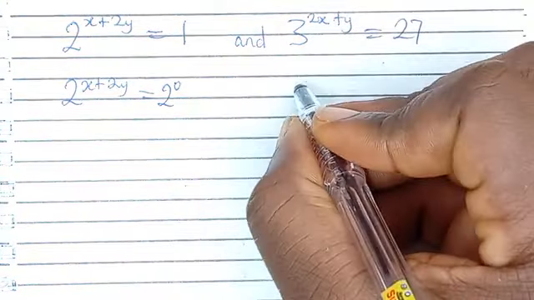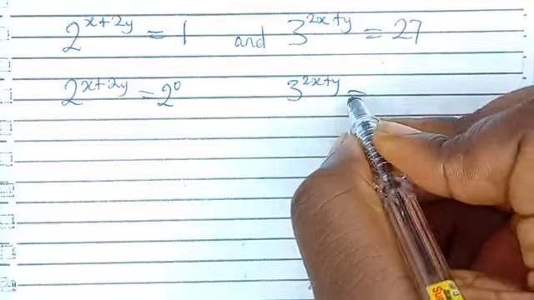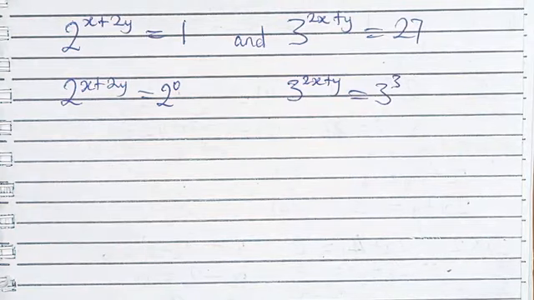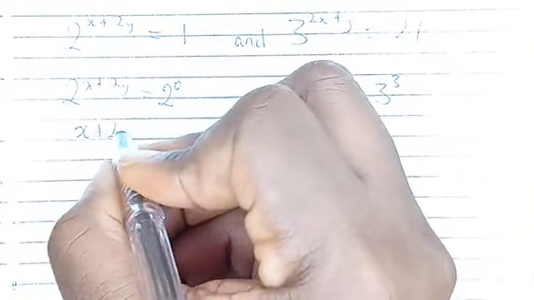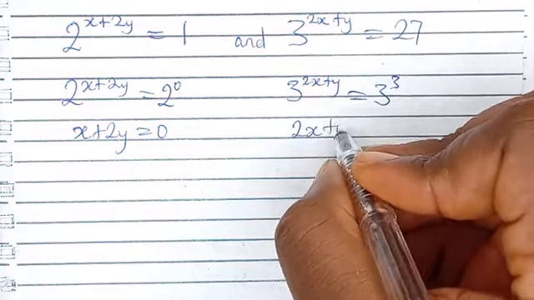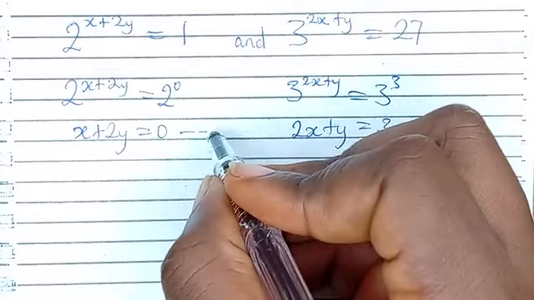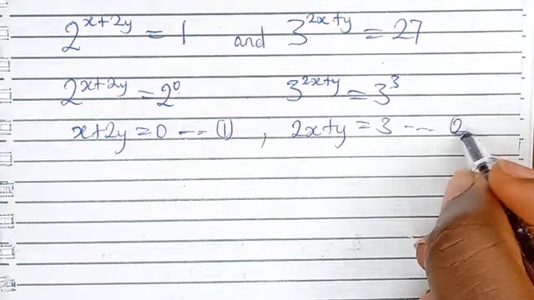And for this, we have 3 raised to power 2x plus y is equal to, instead of 27, we are getting 27 in base 3, which is 3 raised to power 3. So now we are going to equate powers. Equating powers, we have that x plus 2y is equal to 0, and we have that 2x plus y is equal to 3. So we've eliminated the bases.